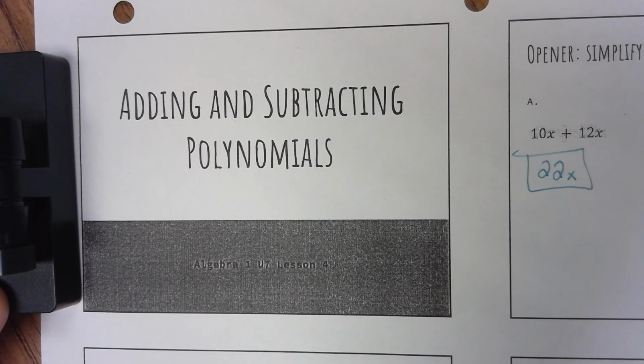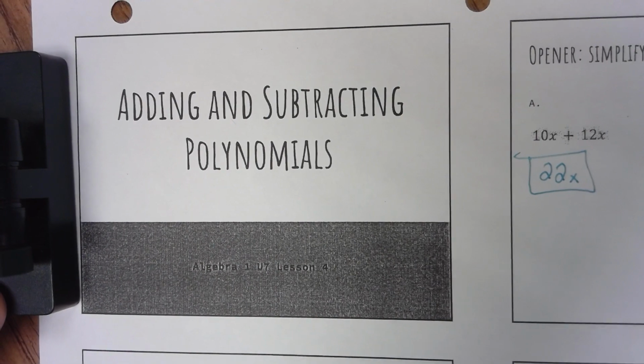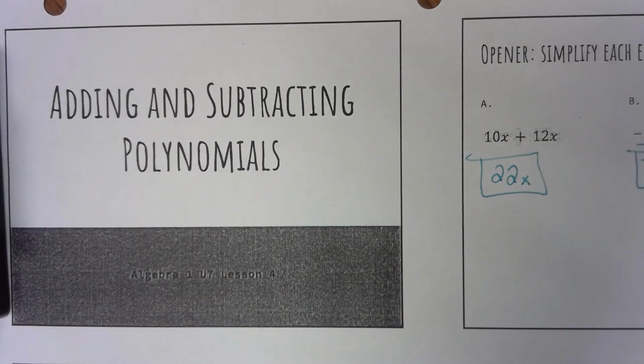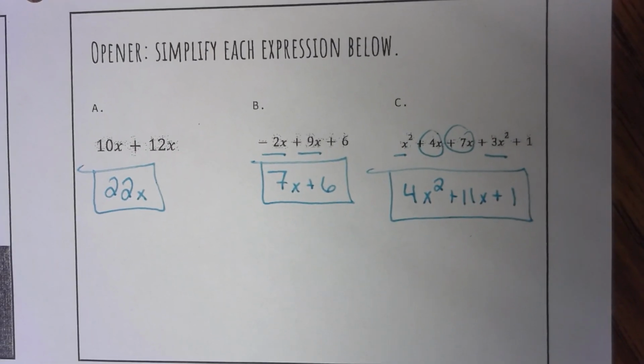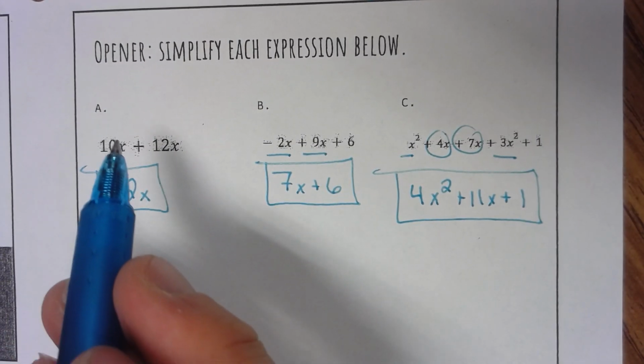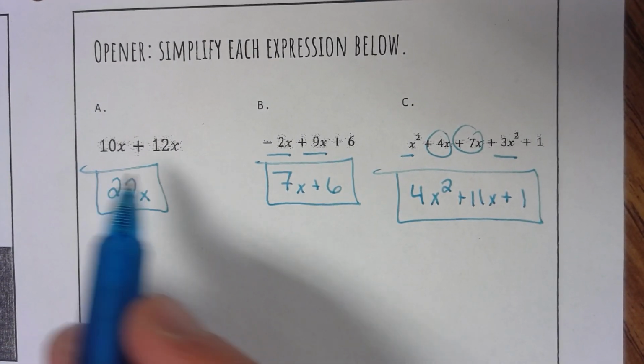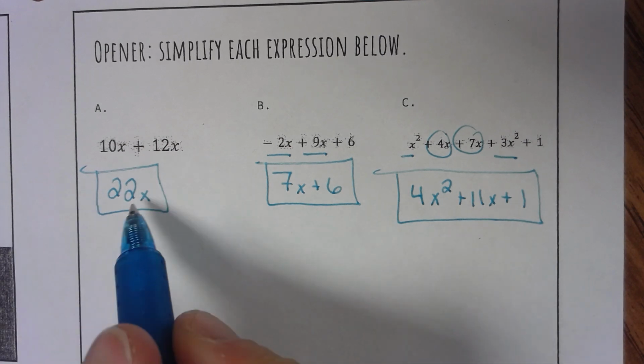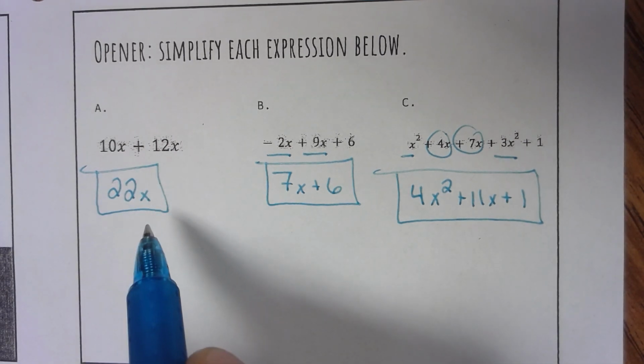Again, this is adding and subtracting polynomials, which is the same thing as combining like terms. A reminder that like terms have the same exponent and the same variable. Okay, so A, 10x plus 12x, I just view this as how many x's do I have? If I've got 10 and I add 12 more, I've got 22.